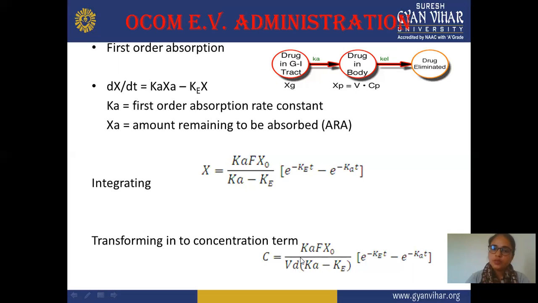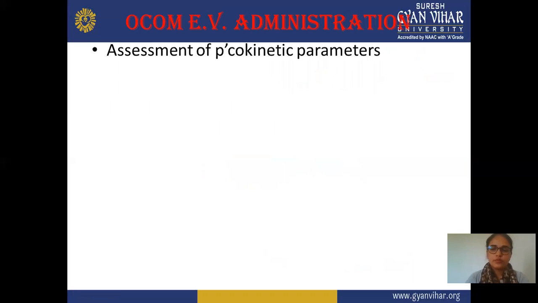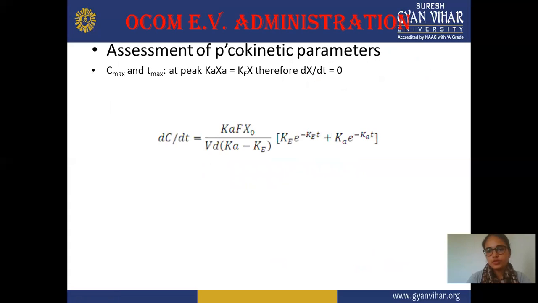We simplify or replace this value with Vd, because Vd is equal to X by C and we replace X. That's why we write here C, and Vd is in the division. Ka minus Ke, absorption minus elimination, in bracket e to the power minus Ke t minus e to the power minus Ka t, elimination minus absorption constant times time. So this is the transformed term after replacing the value with volume of distribution.